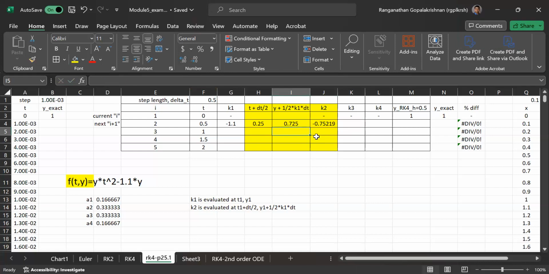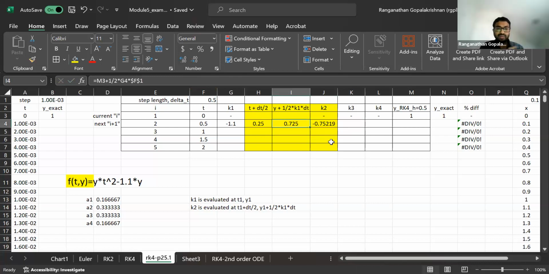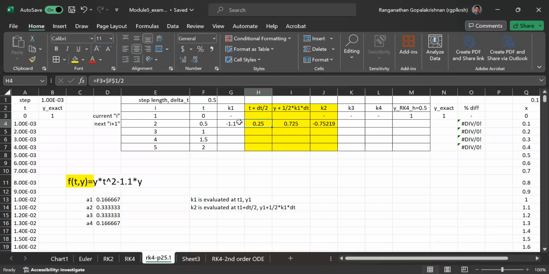Professor, can you click on the 0.25 cell? So you want to know how this is got? No, just how you calculated 0.25. Oh, that is basically the time, the current value of time plus half the step length. That is the formula. Can you click on 0.725? Thank you.